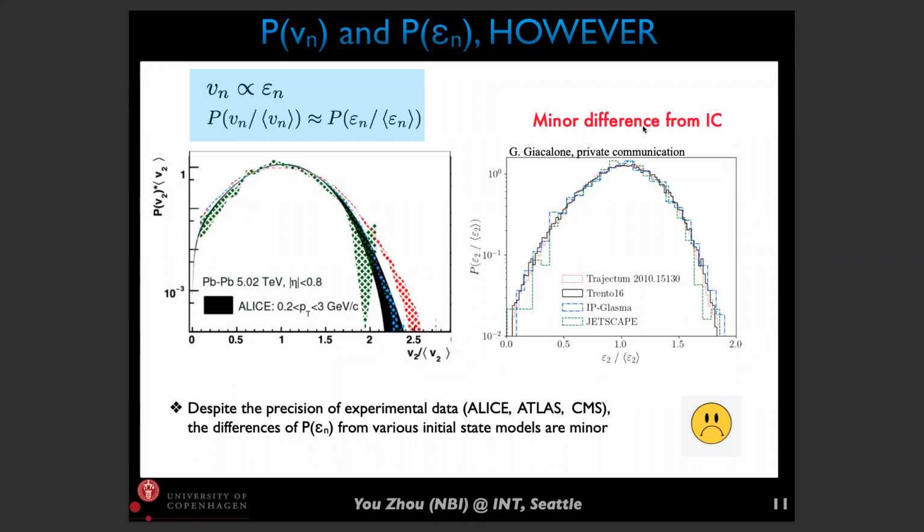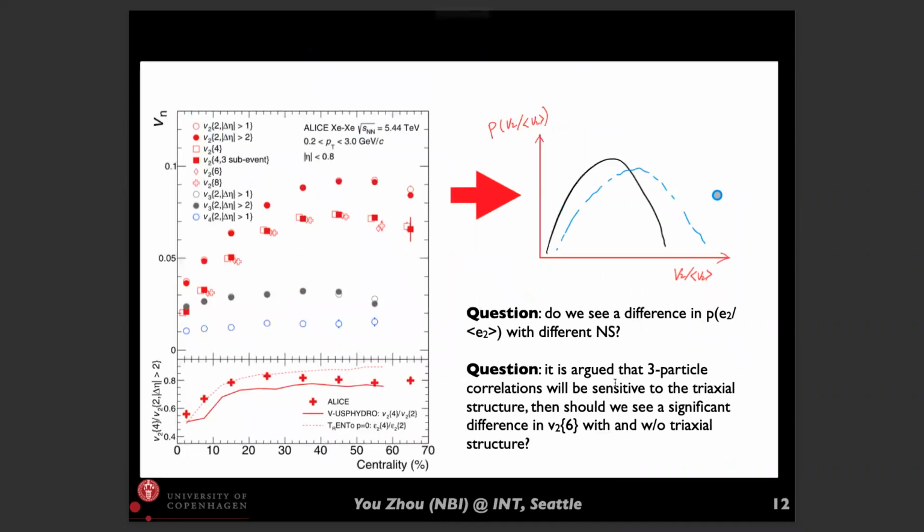But the question is, when we have the distribution, we also try to see how we can construct an initial state model. Basically, if we put all the initial state calculations together, the difference is not so large. So it's not easy to see which model is slightly better than the other, even for the simple case of lead. But then, we also have very precise measurements of v2{2}, {4}, {6}, and {8} in xenon collisions. And we should repeat the same work and get the P(v2) distribution in xenon.